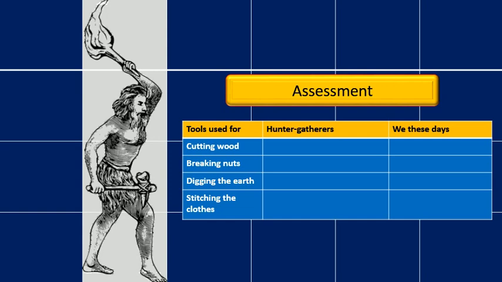Now is the turn of assessment. Dear students, in the first column, we have put certain practices like cutting of wood, breaking nuts, digging the earth, stitching the clothes. In the second column, you have to put the tools used by hunter gatherers for these practices. And in the third column, you have to put the names of the tools which we use these days for such practices.